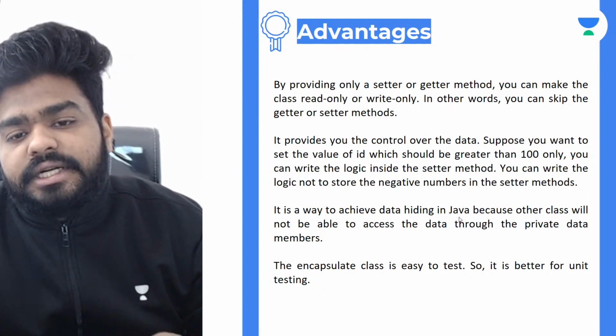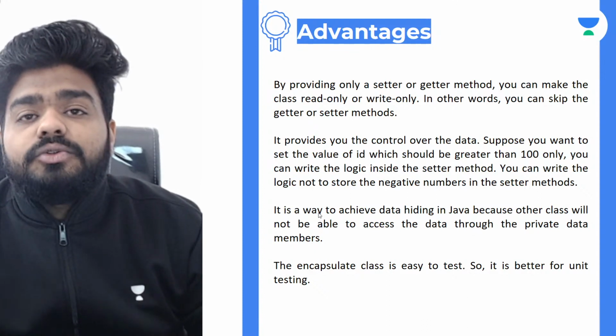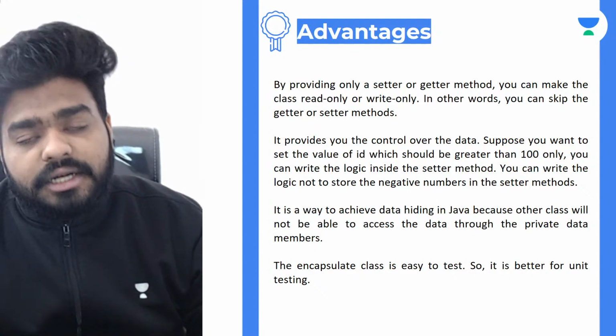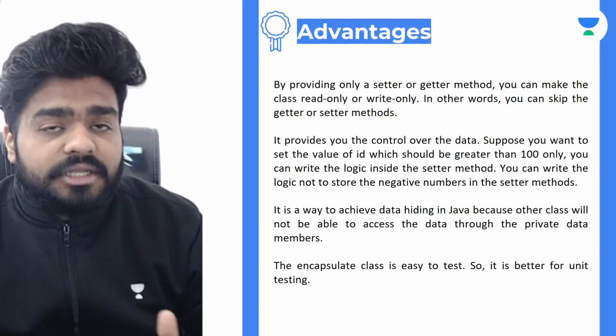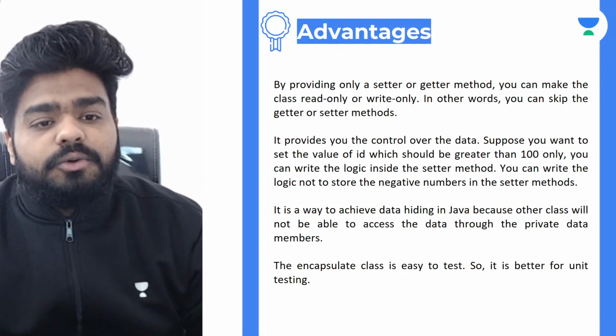It is a way to achieve data hiding in Java because other classes will not be able to access the data through the private data members. Other classes will not have access. Meaning other classes cannot touch your data members. Only your class is allowed to do that.